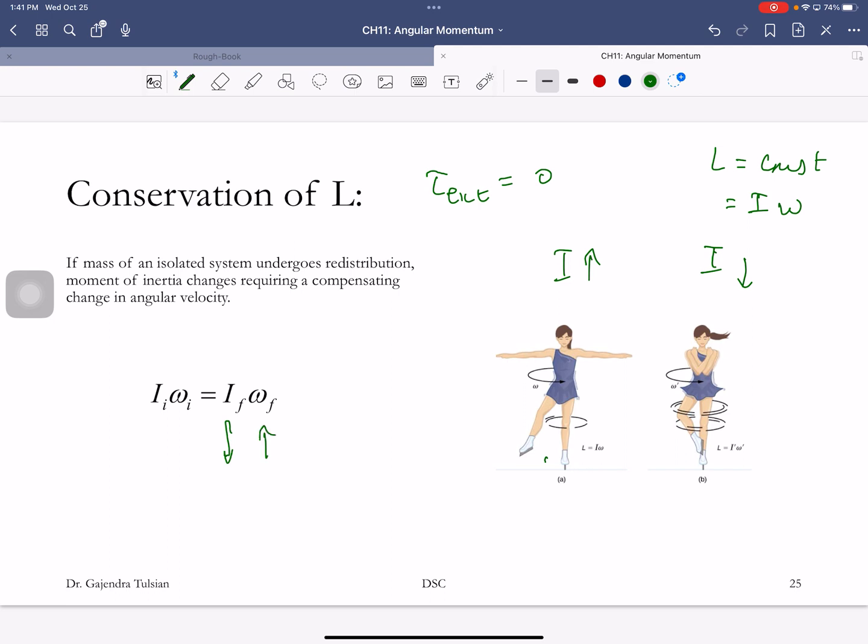So you start a spin with your arms outstretched, and when you bring your arms in, you'll spin faster. Now, for this system, you're able to change your moment of inertia maybe by 20% or so. And so your angular velocity can increase by 20-30%, or maybe let's say 50%.